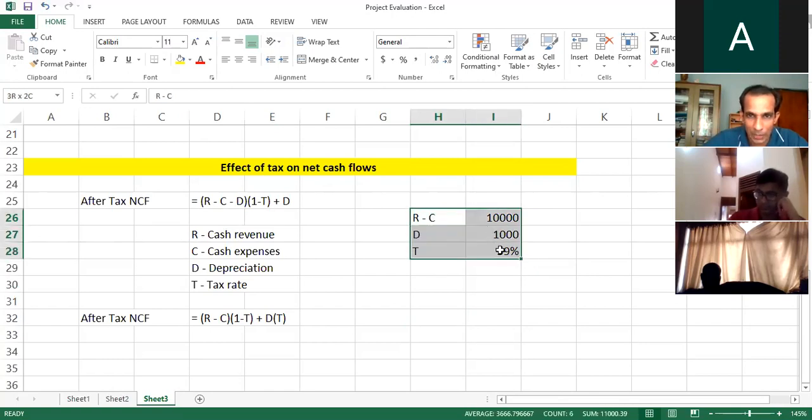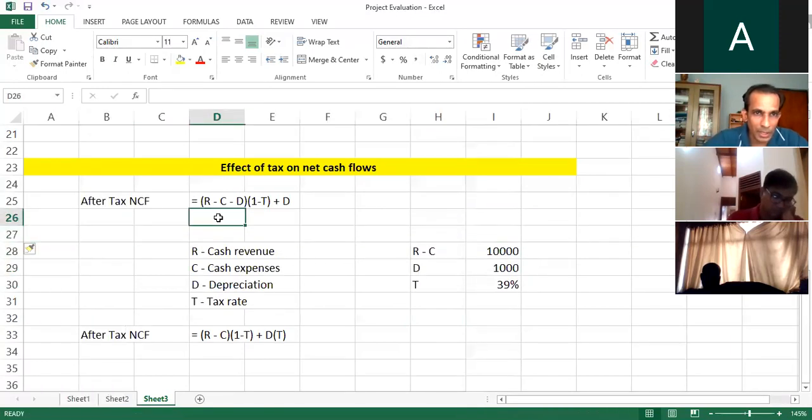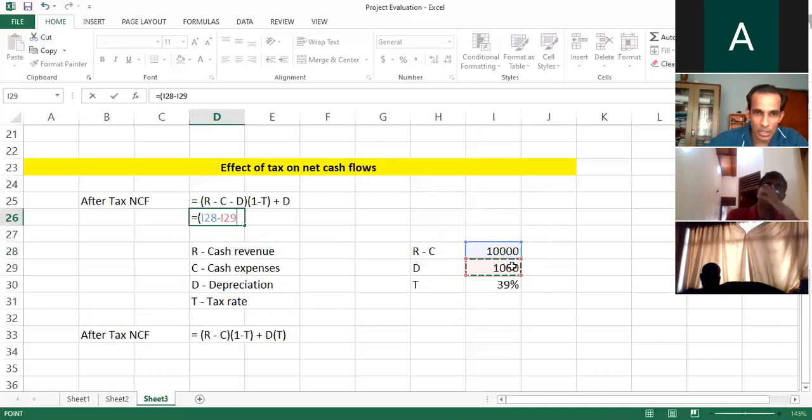R minus C is given, that is 10,000. The depreciation is 1,000, and from R minus C we need to deduct depreciation. That is R minus C minus D. Then that should be multiplied by 1 minus the tax rate. What is the tax rate? 39%.